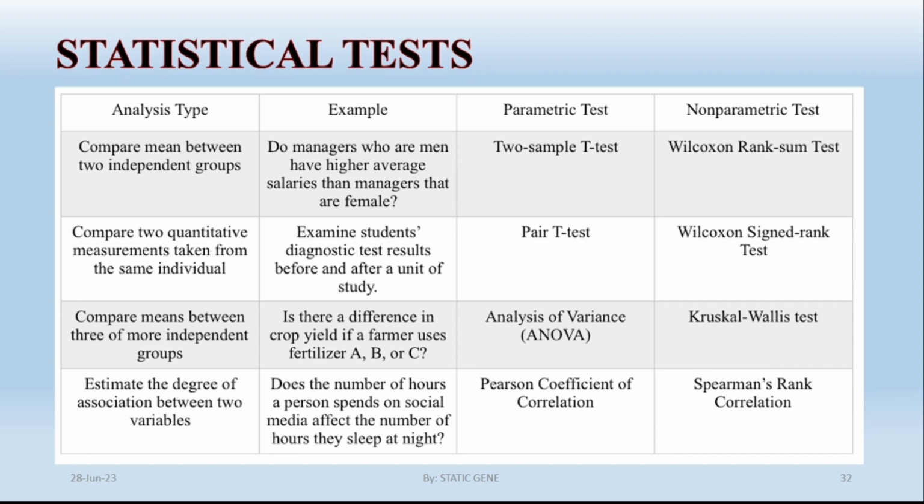Next scenario, if you want to compare the means between three or more independent groups, for example, is there a difference in the crop yield if a farmer uses fertilizer A, B, and C? If the data set collected is parametric, then you are going to use analysis of variance, or what you call the ANOVA test. But if the data set collected is non-parametric, then you are going to use the Kruskal-Wallis test.